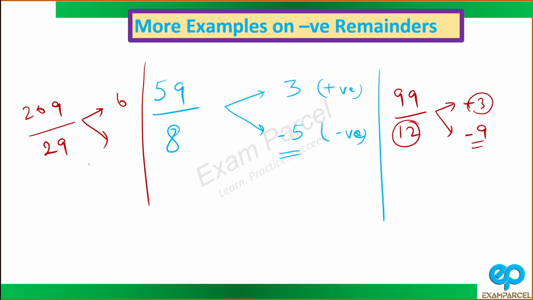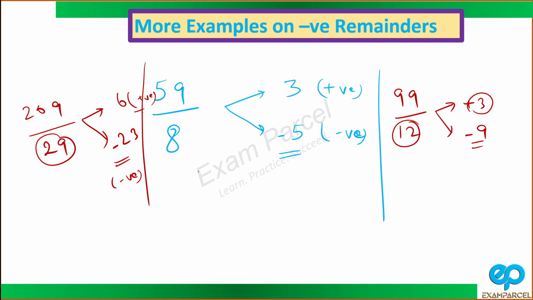So if I want the negative remainder, I want to form 29, so I need 23. I will put the negative sign. So minus 23 is the negative remainder. This is the negative remainder. This is the positive remainder. So this way you can find negative and positive remainders. I hope the concept is clear to you.